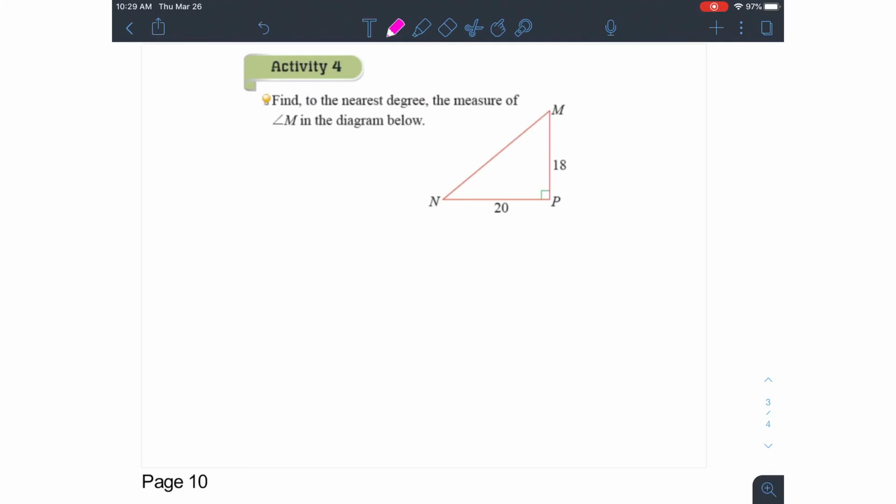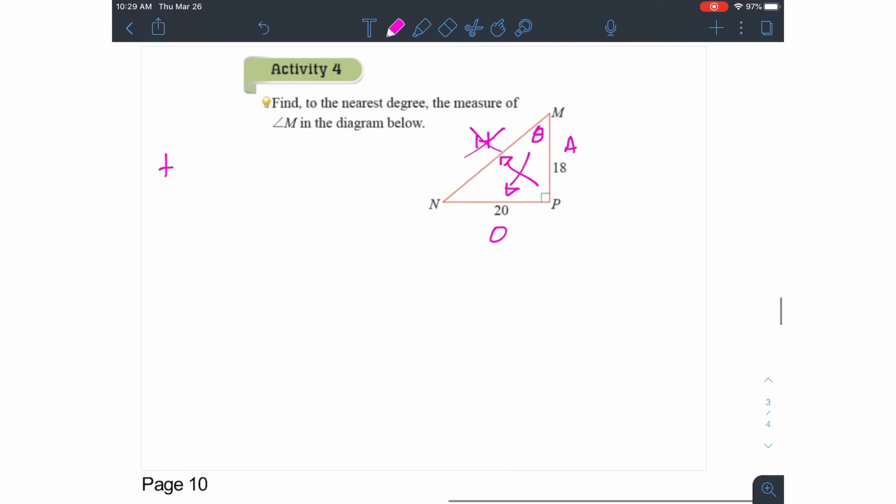All right, so we have angle M that we're trying to find, so I will put theta there. Across from theta is the opposite side. Across from the right angle is the hypotenuse. The adjacent is between theta and the right angle. I can see that we will not use the hypotenuse in this question. So since we are left with O and A from SOHCAHTOA, that means that we are going to use tangent of theta.